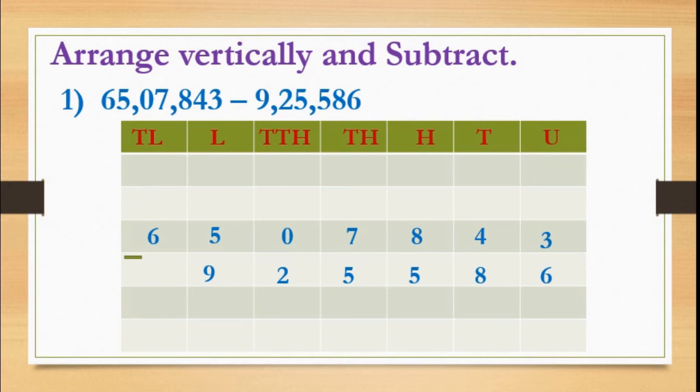Means we have to minus 6 from 3. Now is it possible? No, because 3 is smaller number and 6 is bigger number. Now what we will do? We will borrow from tens place. Yes, 3 borrows 1 ten from tens place and here 4 becomes 3 and 3 becomes 13.